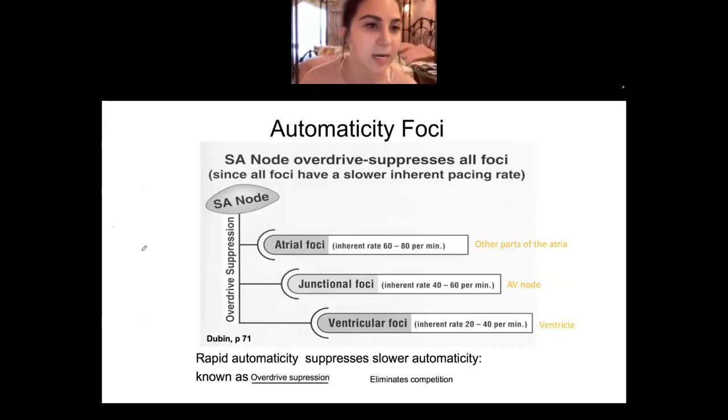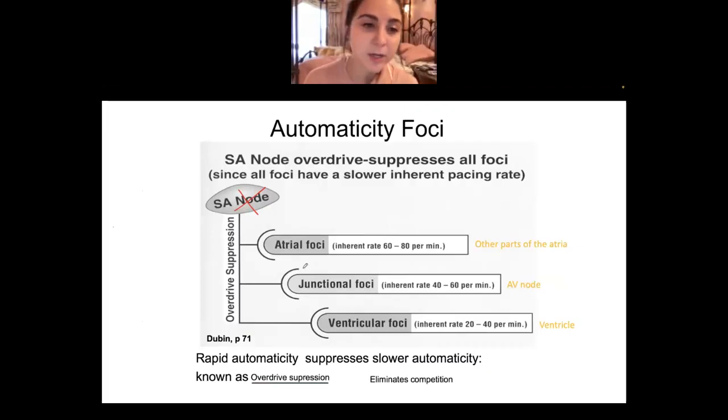Again, this is to help understand arrhythmias. This is not a memorization type of thing. But again, remember the SA node: there's overdrive suppression because it's in charge. But if for some reason it doesn't work or it stops beating correctly, there are these latent pacemakers elsewhere. So the first ones that kick in afterwards are just other atrial foci. So not the SA node, but other foci in the atria.